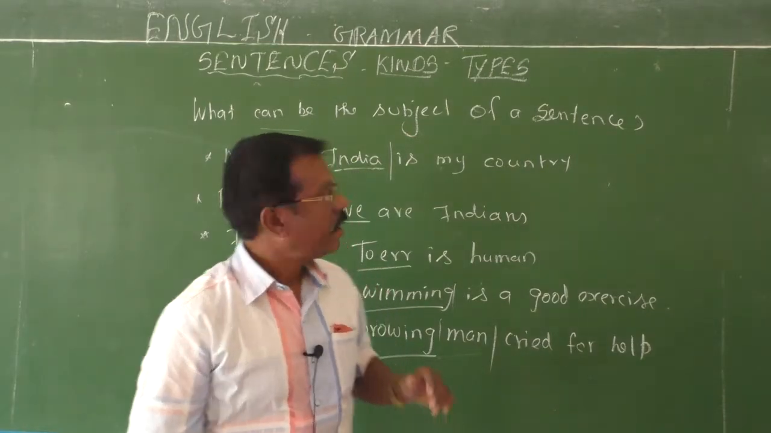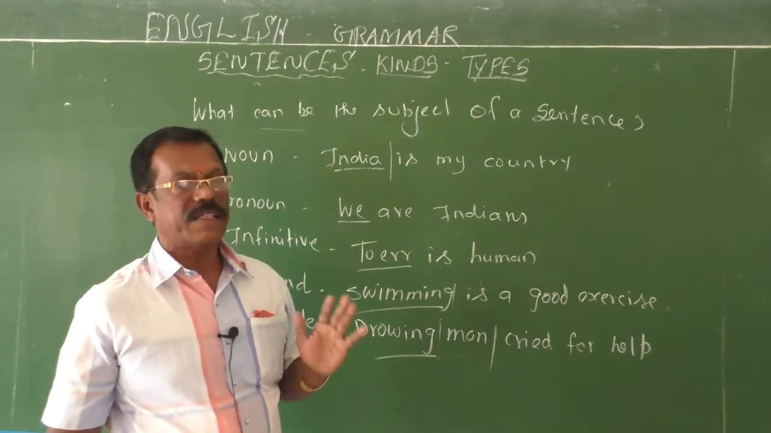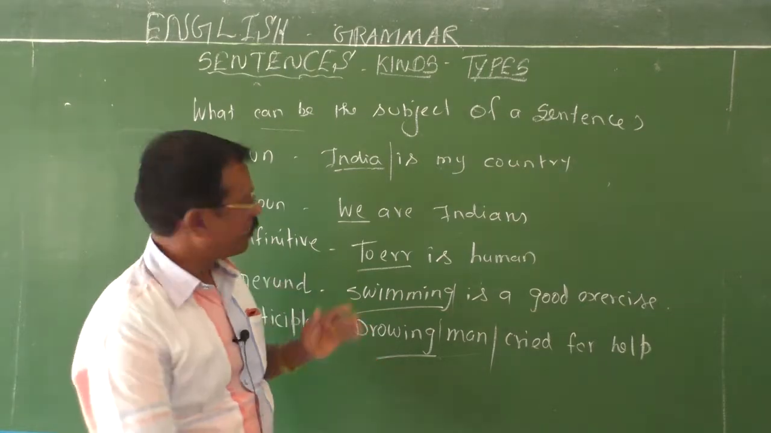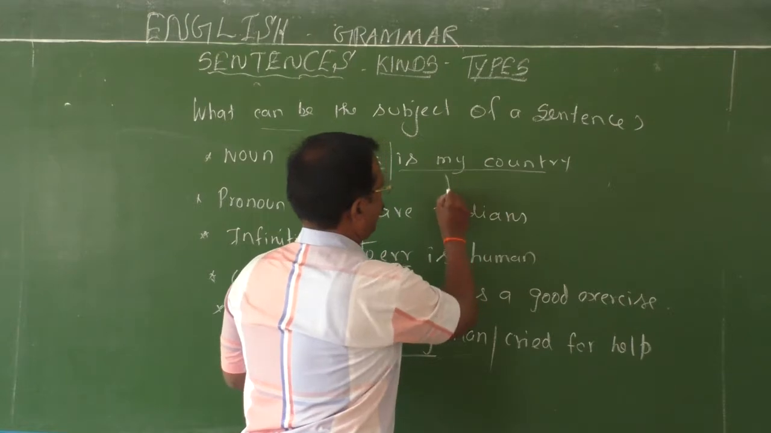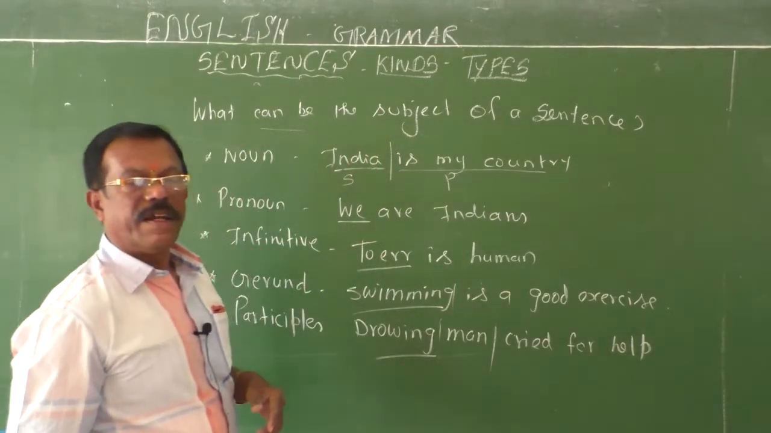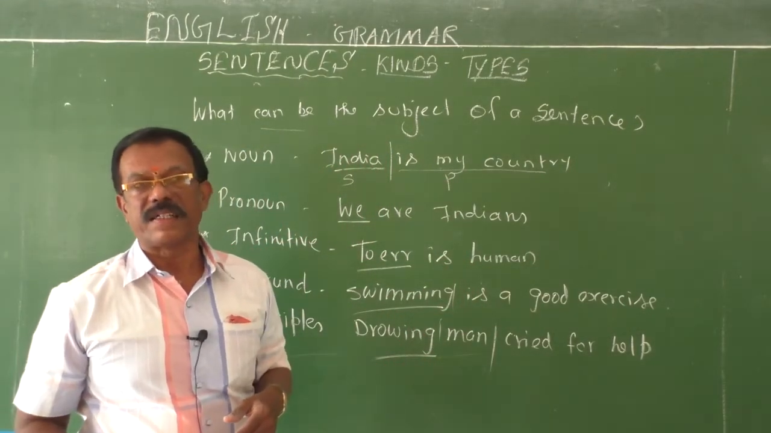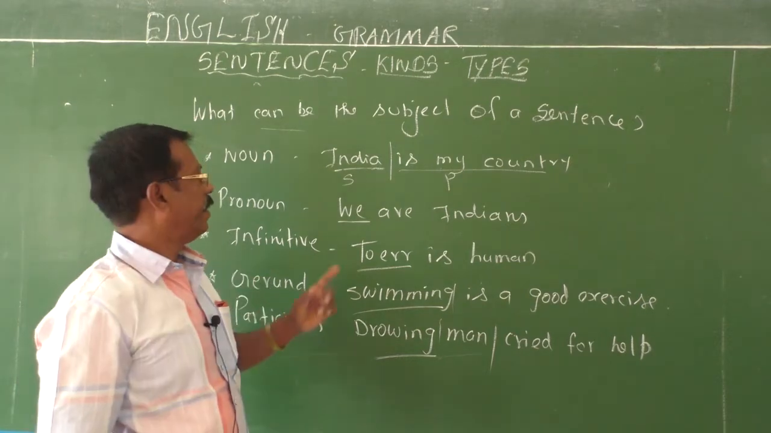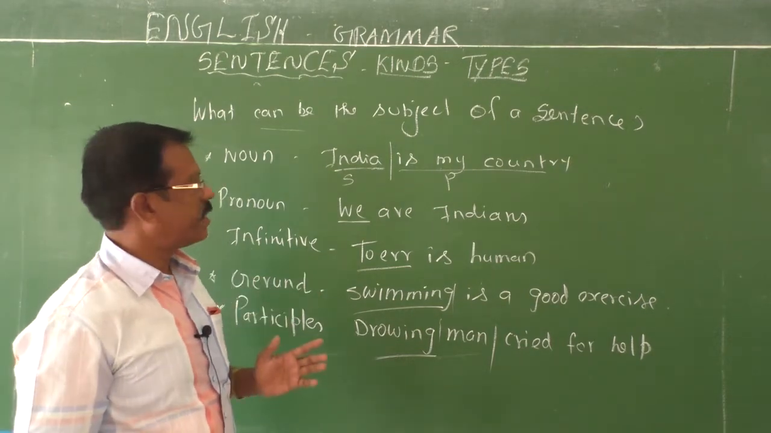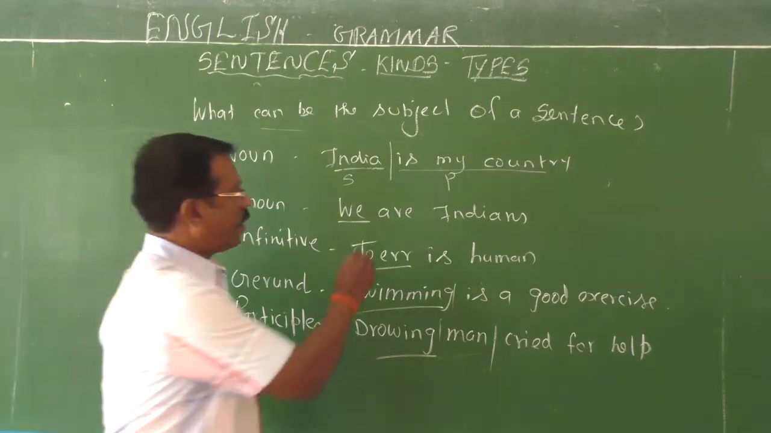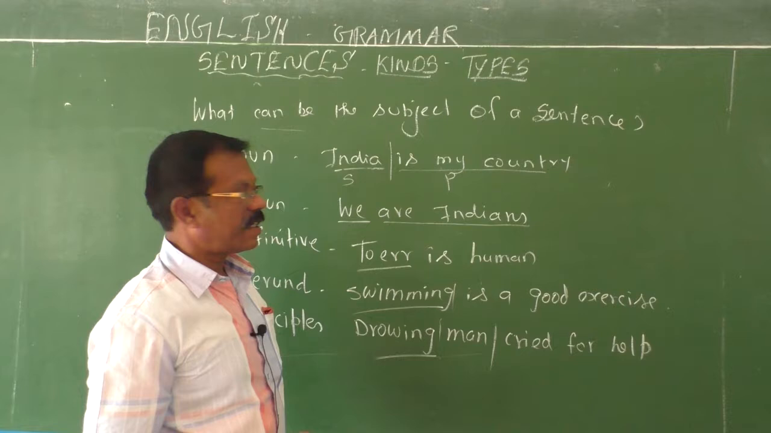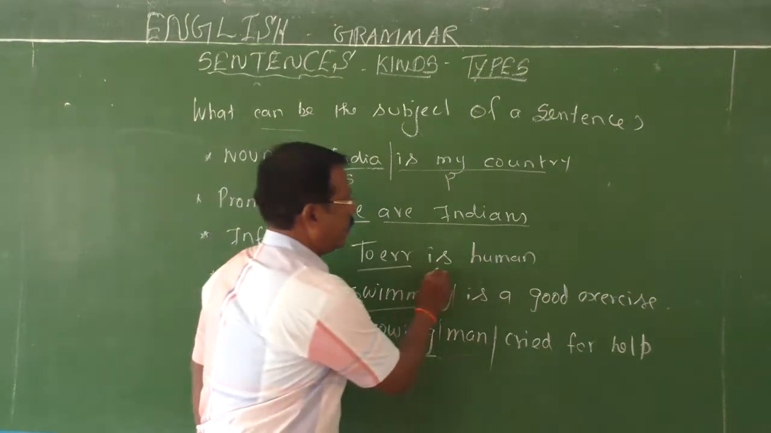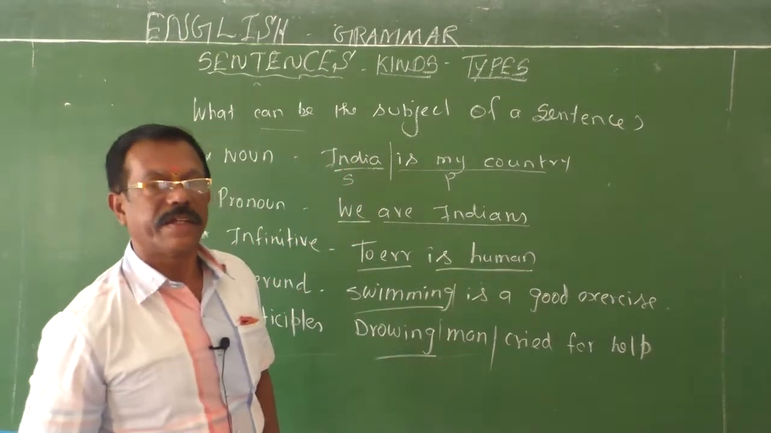Okay, next. What is the other part of a sentence? Predicate. In all these sentences, India is a subject. Is my country is a predicate. Predicate is a telling part, as I told you. We are Indians. In this sentence, we is a subject. Are Indians is the predicate. In the third sentence, to is subject. Is human is a predicate.